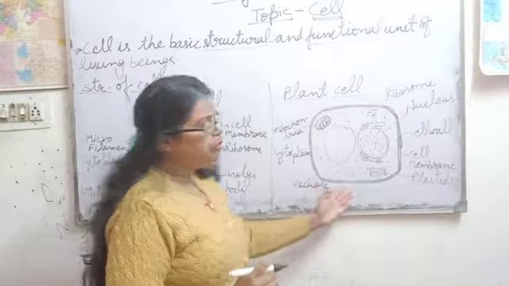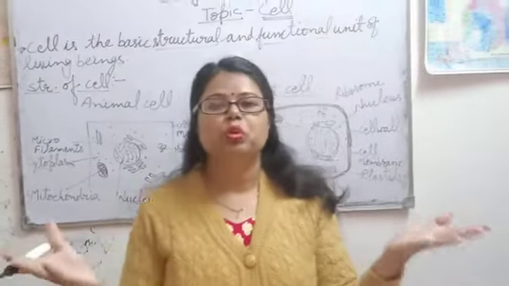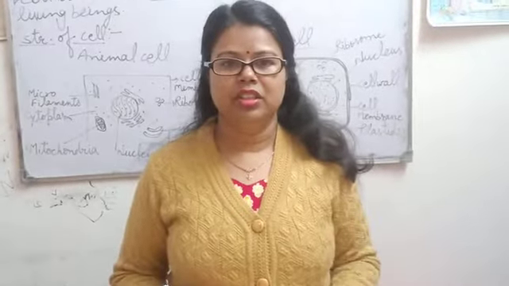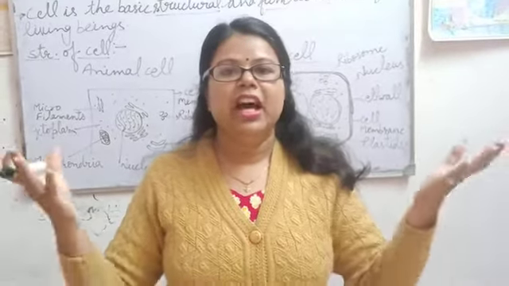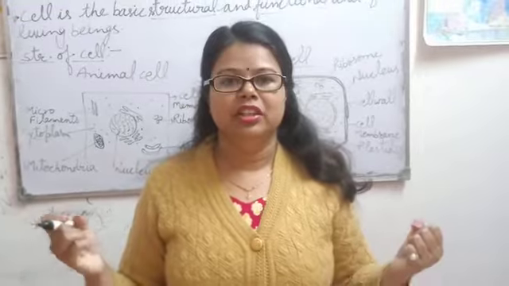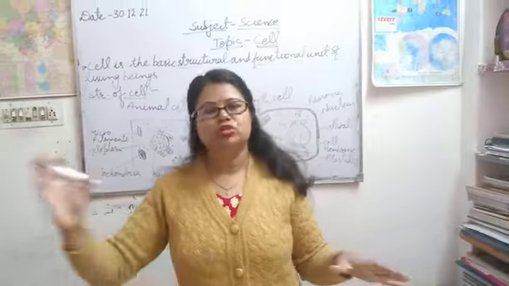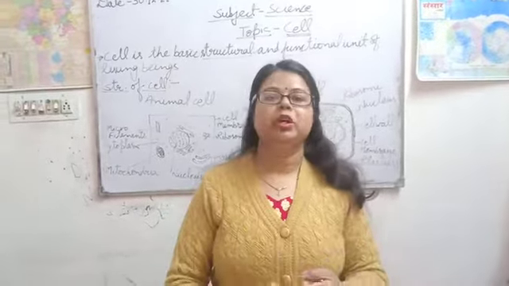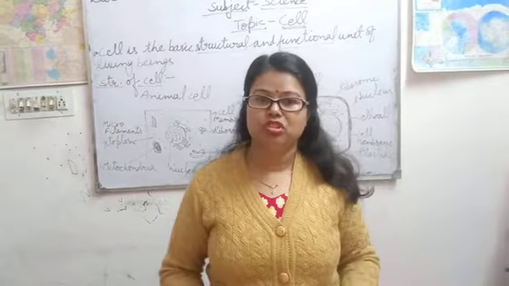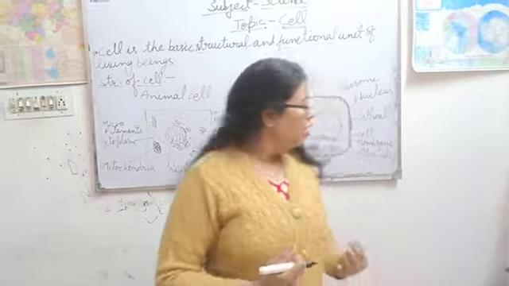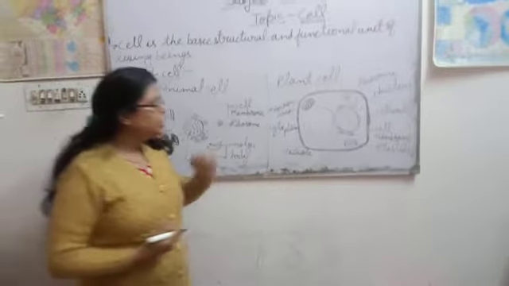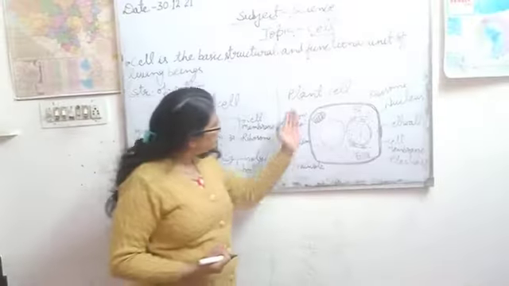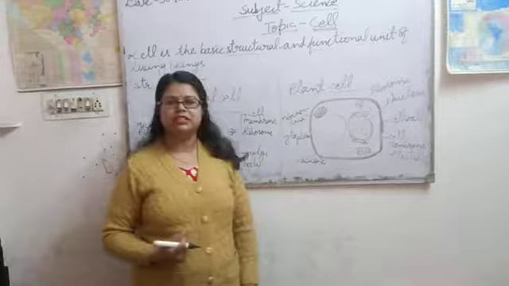Actually, a plant is exposed to the environment, it stands in the environment freely. A plant can't move from one place to another, but it shows movement. It is a living being because it makes food by the process of photosynthesis. What is the difference between plant and animal cells? Firstly, we see how the plant cell looks.